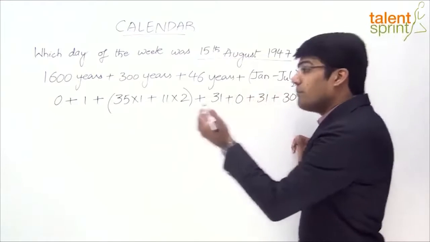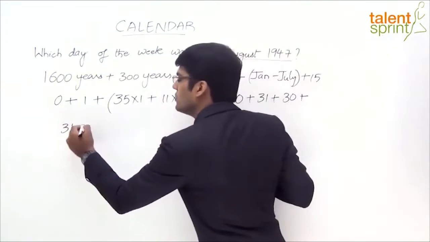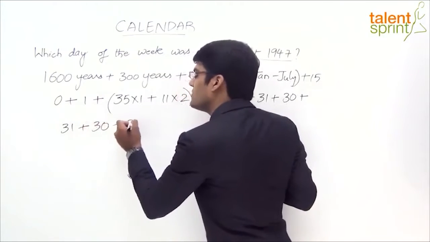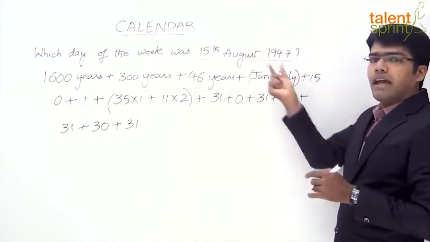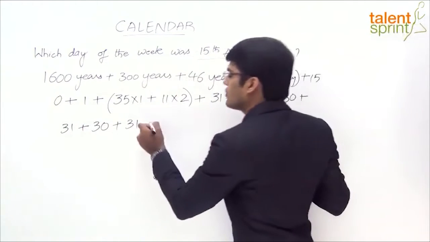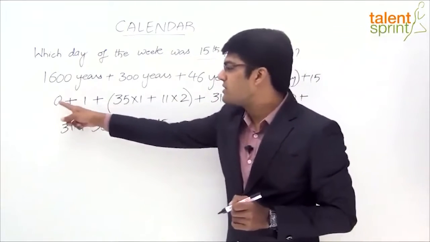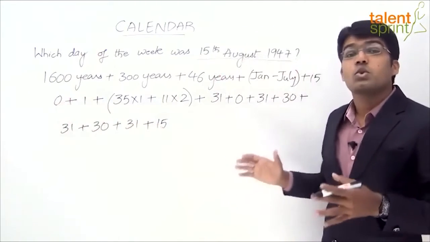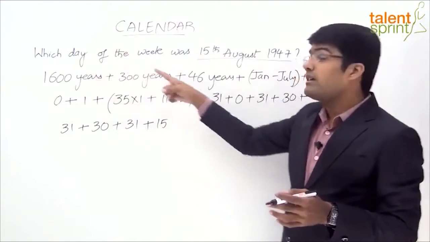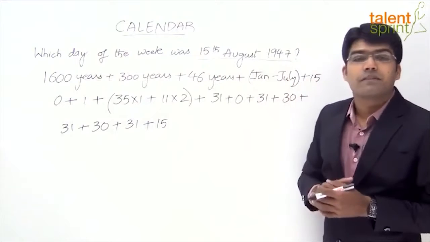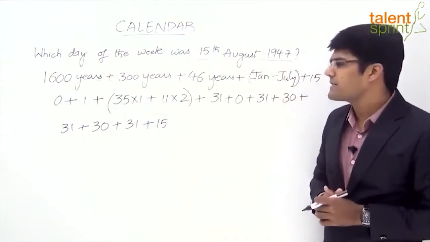Then comes the month May. May again will have 31 days, right? After May we have June, which has 30 days. And then we have July, 31 days. And after July we have August. And in August we are considering 15 days. So plus 15. Now this total will give us the total number of odd days from the first day, that is the 0th day, up to 15th August 1947. So let's do this calculation and find out the total number of odd days.